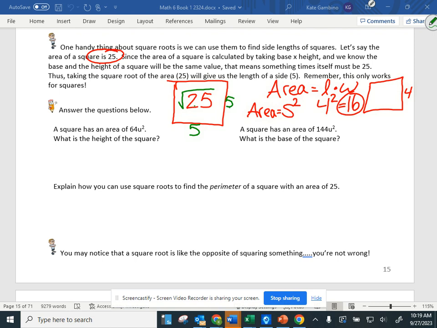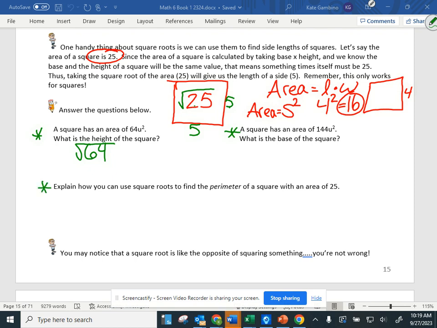So you're going to use that for these two problems. If a square has an area of 64 units squared, what is the height of the square? Find the square root of it, and that's going to tell you the side lengths. Doesn't matter if it's the base or the height, they're going to be the same because it's a square. We're not saying the answer right now. You are going to do the work yourself.